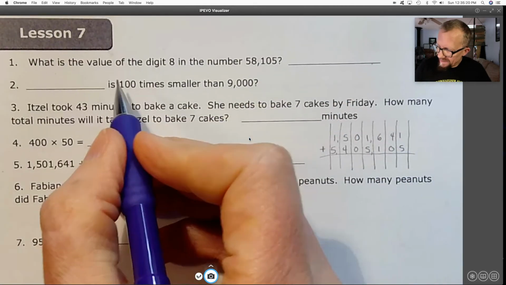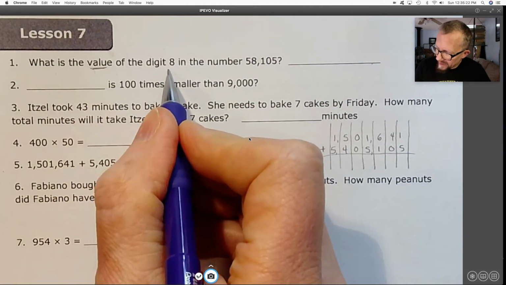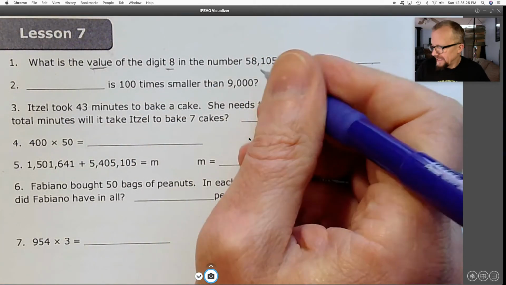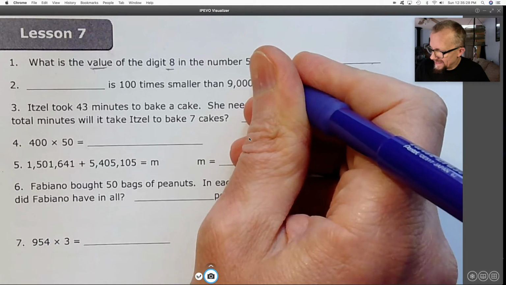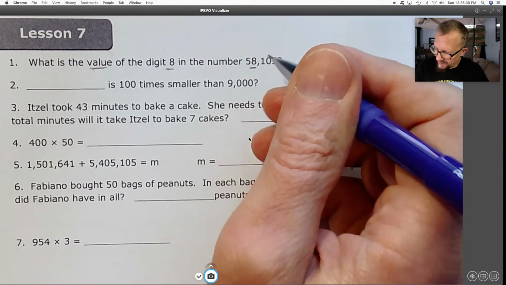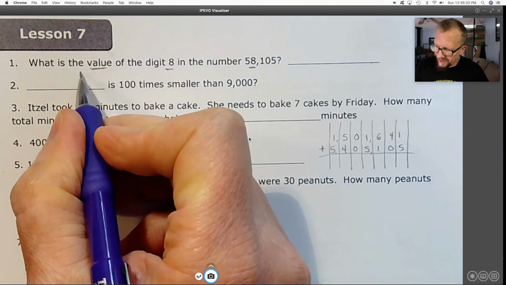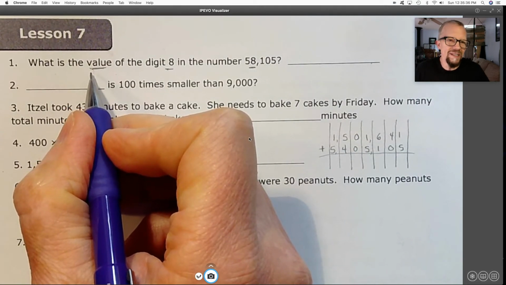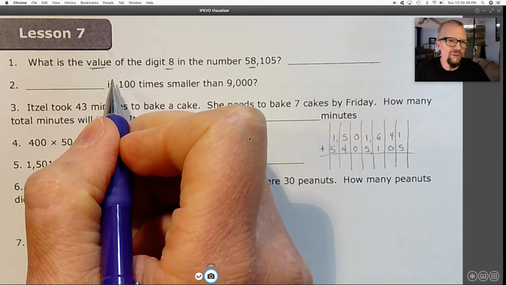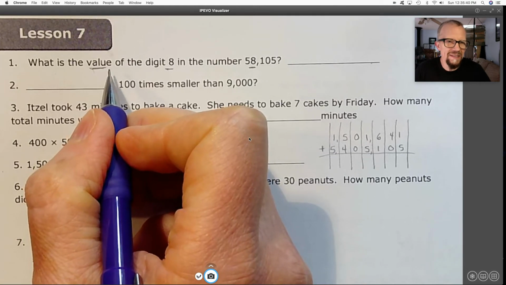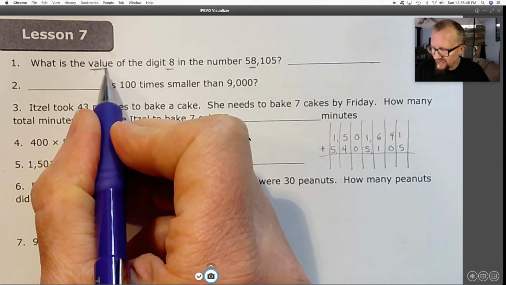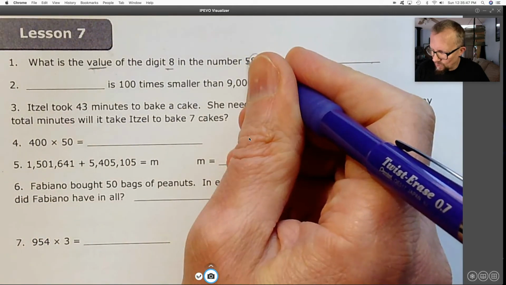So number 1, what is the value of the digit 8 in the number 58,105? This can be a confusing question because sometimes the question says, what is the place? What digit is in that place? Or maybe they want to know what is the place? And it's the thousands place. But when they say what's the value, they mean what is this 8 worth?